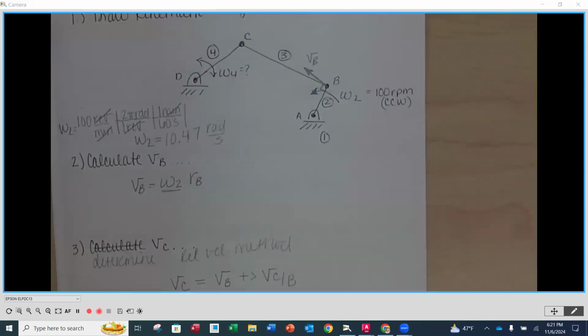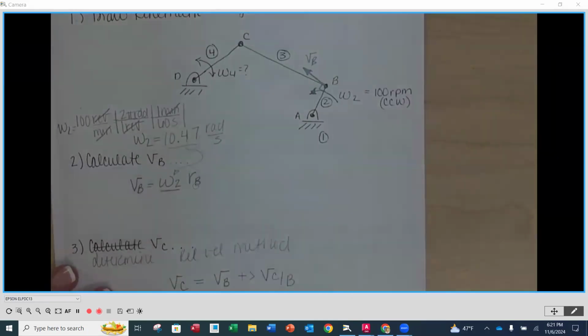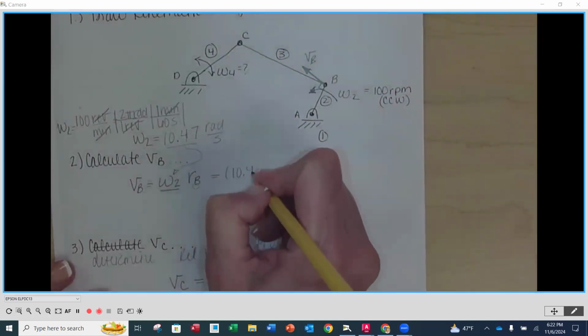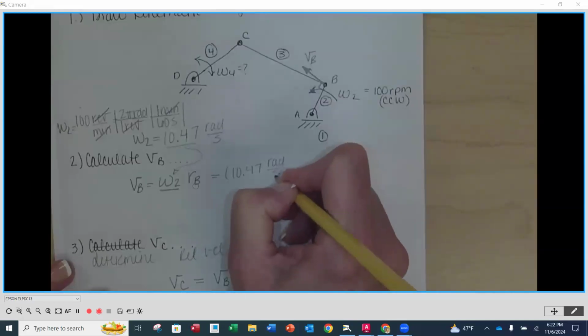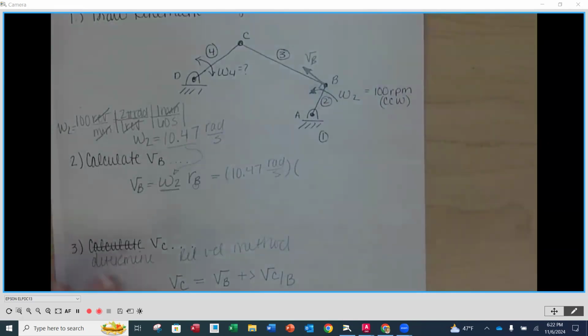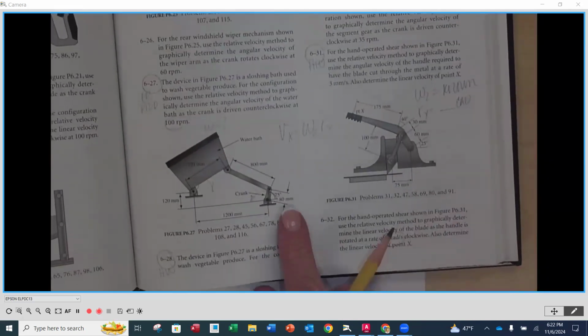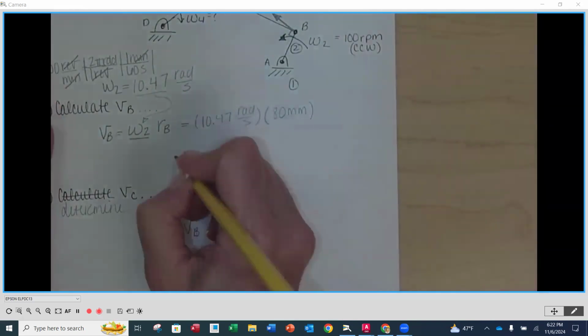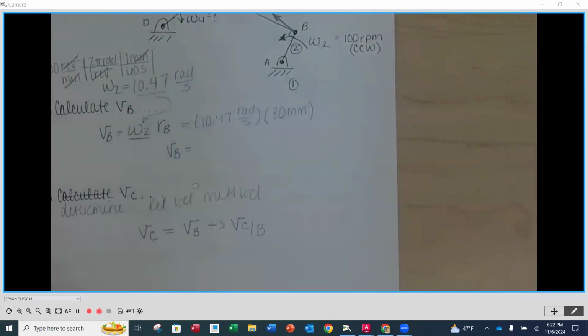Okay. Remember, no news is good news to me, so make sure you're on it if you have a question. Now, this is going to be the value we're going to put down here. So our VB is going to be equal to 10.47 radians per second times the length of this link. So we've got to look back at our original diagram, and that was 80 millimeters. Okay. So our velocity at B, its magnitude, tell me what you get.